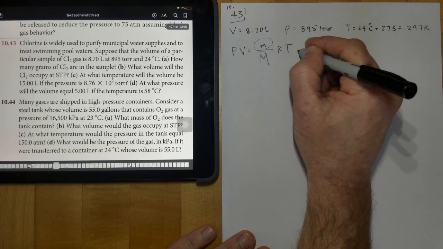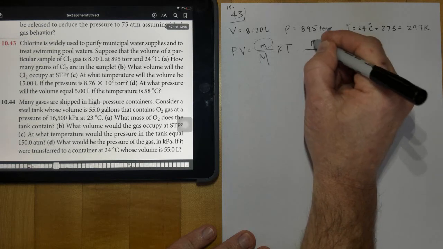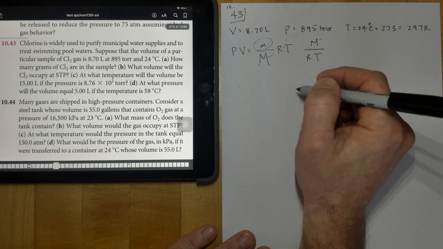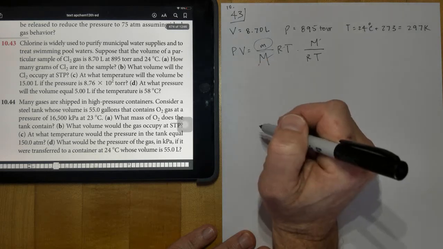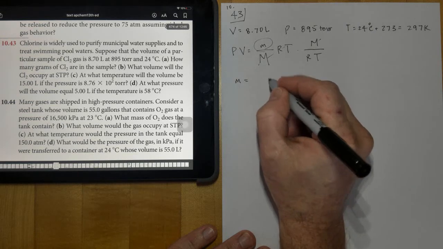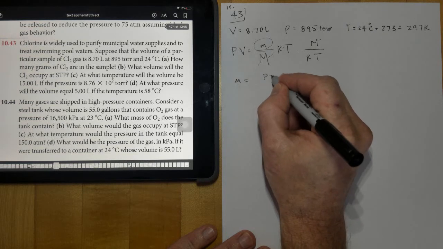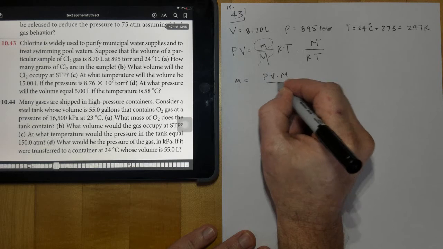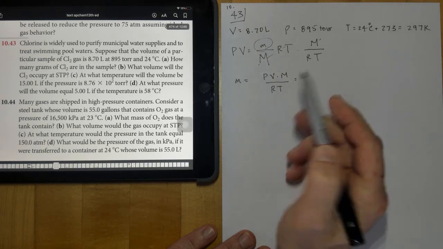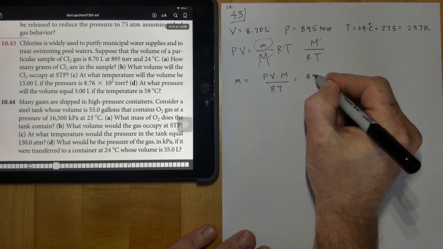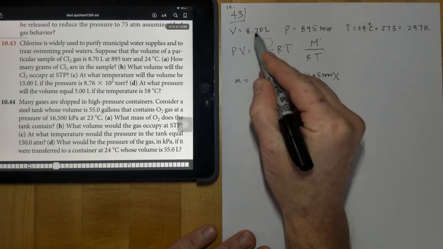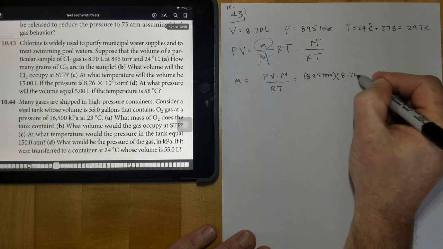So let's multiply this side of the equation then by capital M and divide it by RT, because that'll get rid of those variables. And then we have to do the same thing to this side. So then our mass ends up equaling PV times M divided by R times T. So the pressure, 895 torr. The volume is 8.7 liters.